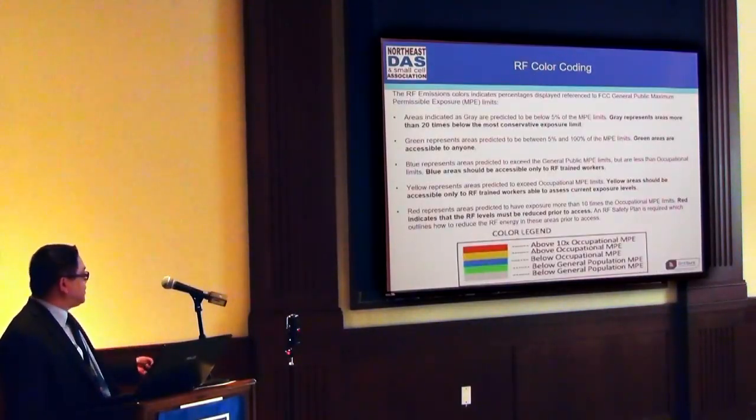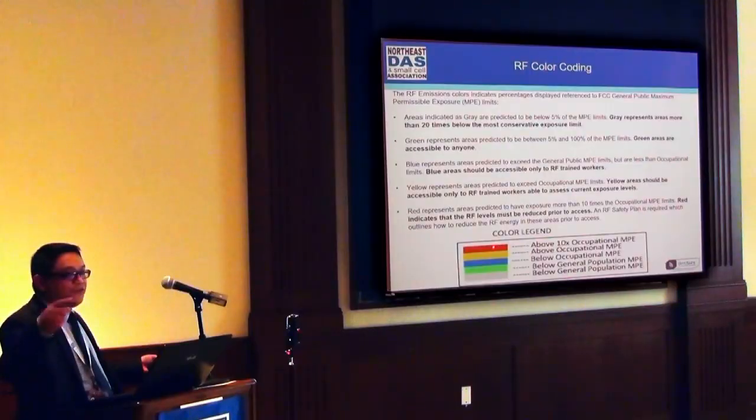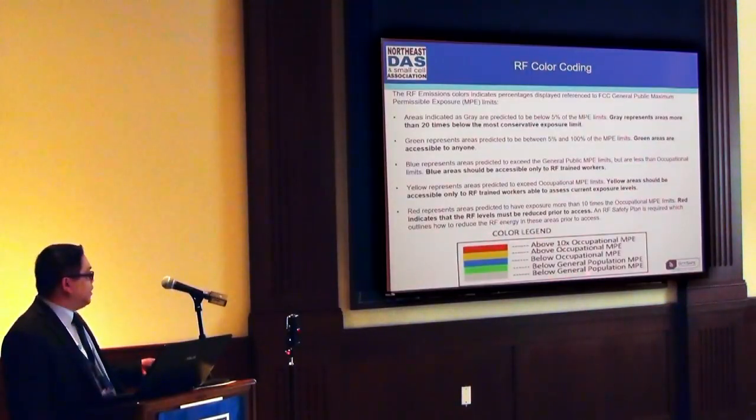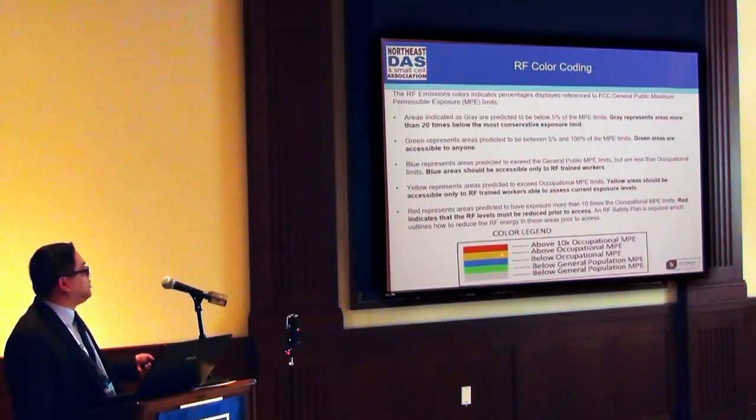These colors would represent basically the predictions, just so when I go through the different slides, you'll actually see what I mean. If it's gray, it means that you're below the general population MPE levels. If you're green, you are within the general population. If you're blue, you are below the occupational, but you're above the general public, which means you're failing general public. If you're yellow, it means you're above occupational, and if it's red, it means you're 10 times above the occupational.